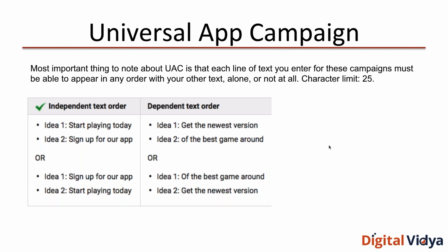So this is an example of an ideal situation for an independent text order, versus a dependent text order. I was telling you, right? Start playing today, sign up for our app. So the system can put it as sign up for our app, start playing today also. It doesn't make a difference for the user. But if you wrote, get the newest version of the game around, the moment the system turns it around, it will not make any sense to the user. That's a problem if you write a dependent text order. Is it clear?